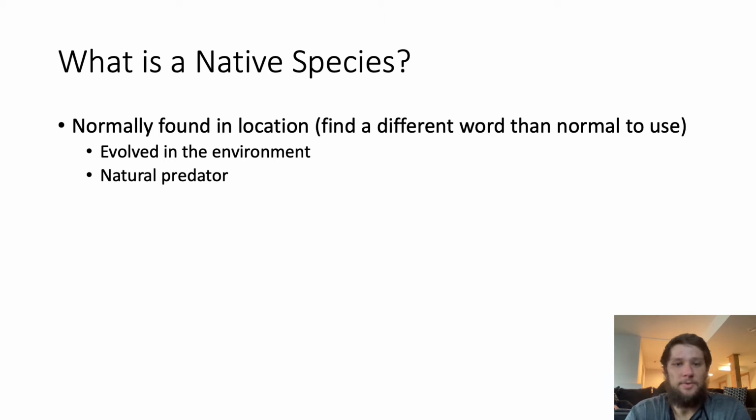So what is a native species? Native species are species which are normally and naturally found in a location. These species evolved with the environment they are found in, and they have natural predators in their location.